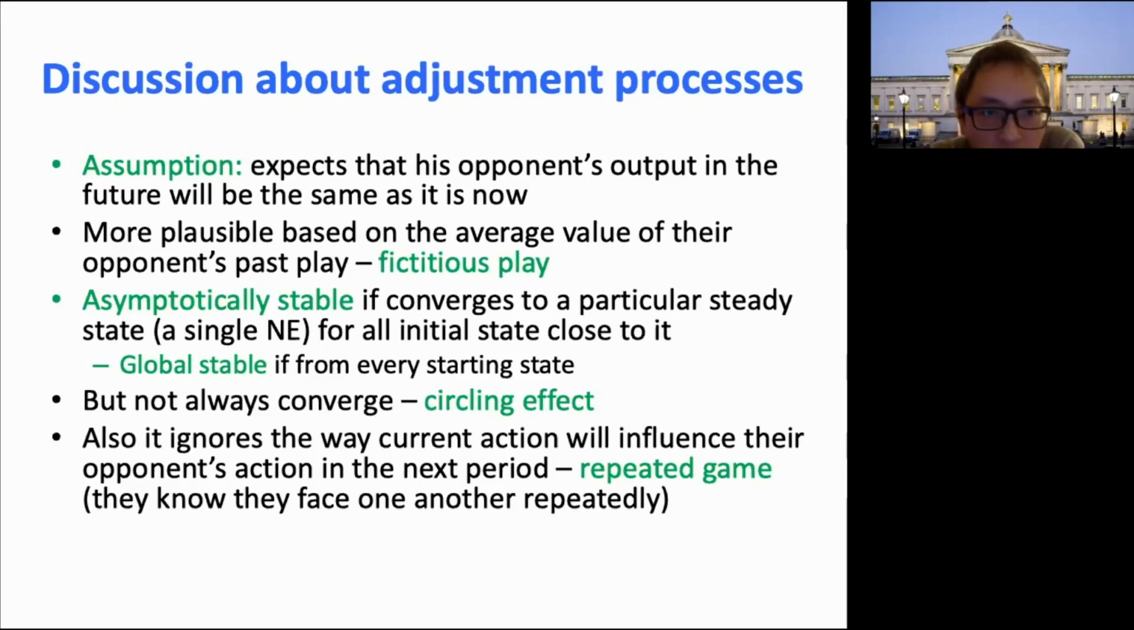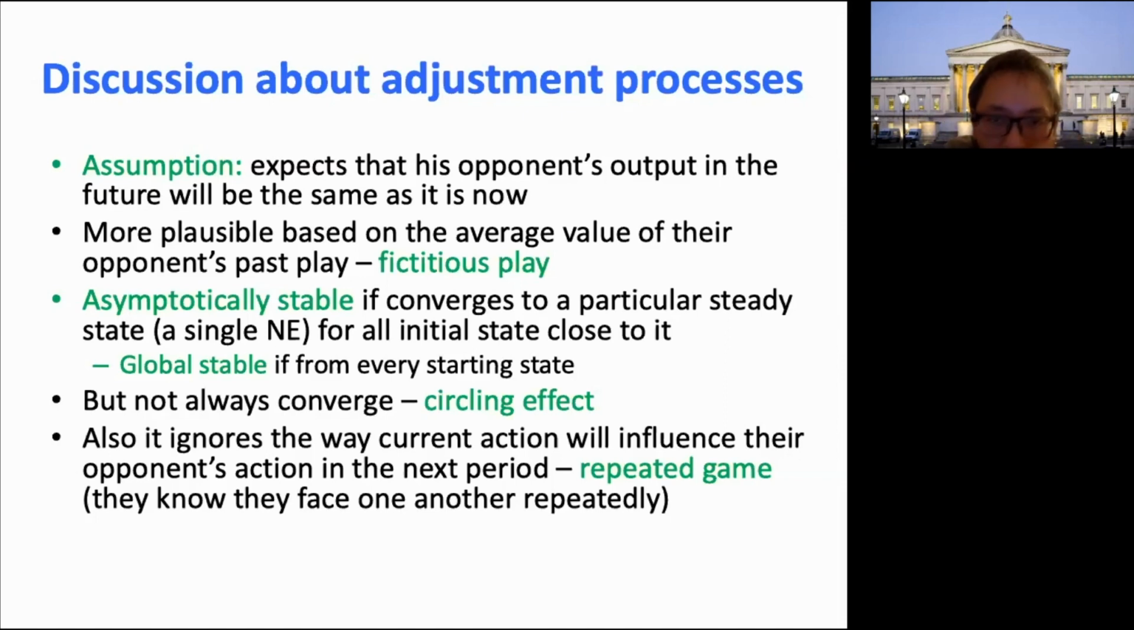But precisely because that's not always the case, they will converge to equilibrium, right? In some cases, it's not really stable, and in some cases there's a circling effect. Then there's no guarantee it would converge. Despite that, people based on this sort of iteration came up with a more rigorous learning algorithm called fictitious play, which we're going to touch upon later.